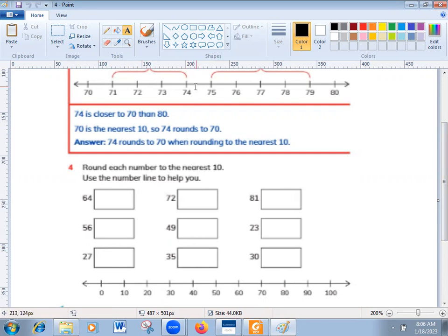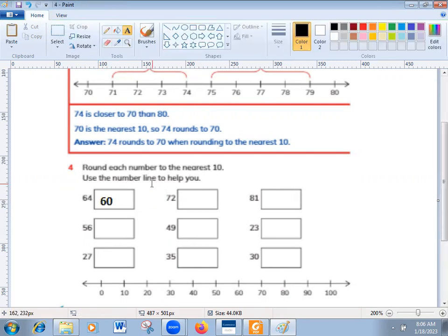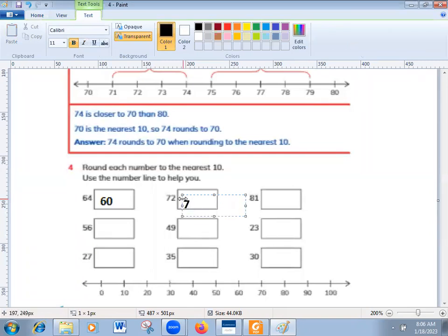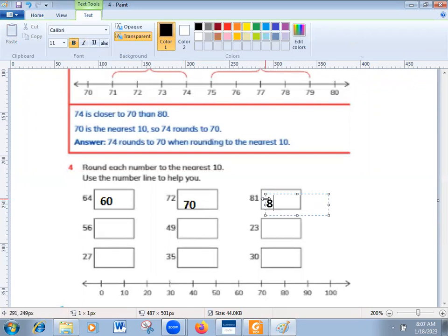64. Look here, for example, here is 64. So what will be 64? It will be 60. Why? Because 64 is nearer to 60 than to 70. 72. Less than 5. Less than 75. So it will be 70. This is called rounding to 10. Okay, 81. 80 comes before 81, so it is 80.